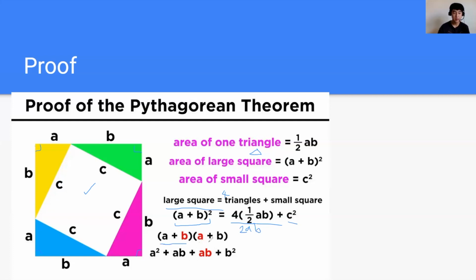So we can separate it like this: A plus B times A plus B. And we're going to do A first. So A times A is A squared. And A times B, AB. A times B, AB. And right here, B times B, B squared. So (A plus B) squared is equal to A squared plus 2AB plus B squared.